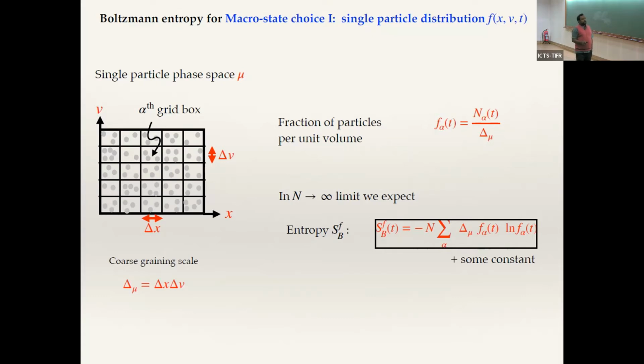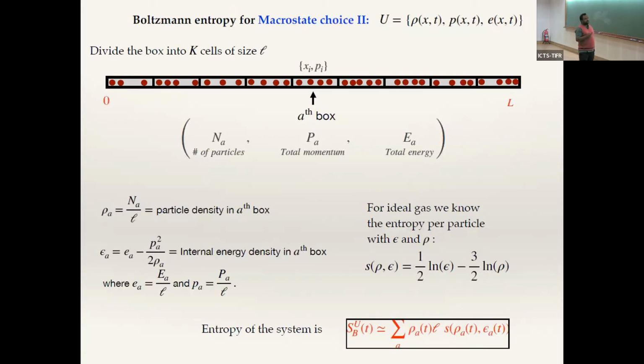And in the N going to infinity limit, you can find out, for a given set of values of f_alpha, what is the entropy. You can find out the number of microscopic configurations which give the given set of values of f_alpha. And you can do this calculation simply. These are classical particles, and it will turn out to be this, which is not very difficult to find out.